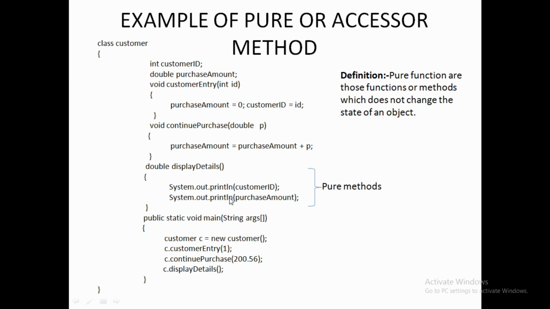So as the display details method does not change the value of any instance variable, therefore it's a pure method. By definition, pure methods are those functions or methods which do not change the state of an object. Recall from my previous videos that the state of an object is defined by the values stored inside the instance variables inside an object. So as the display details method does not change any value of the instance variables, therefore it is not changing the state of any object, hence it's a pure function.